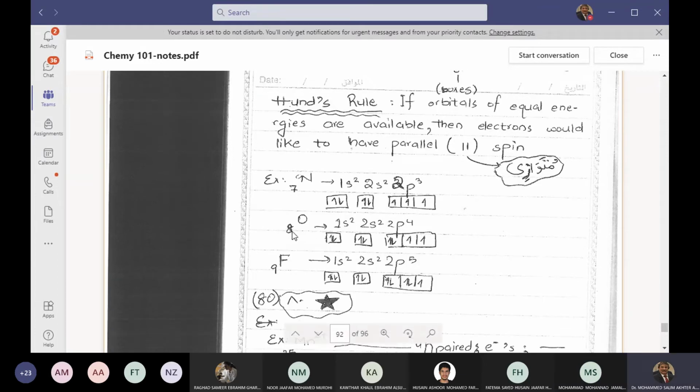Similarly, oxygen 8, 1s2, 2s2, 2p4, so 2 here, 2 here. I have 4 electrons, so 1, 2, 3, and then again 4, because I don't have any other space. So I have to make it pair.